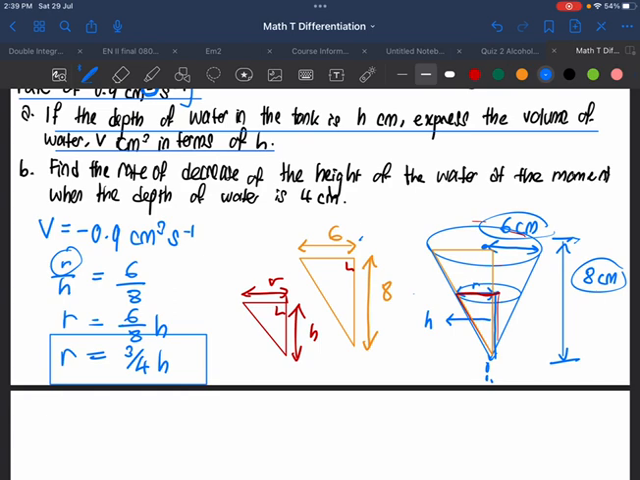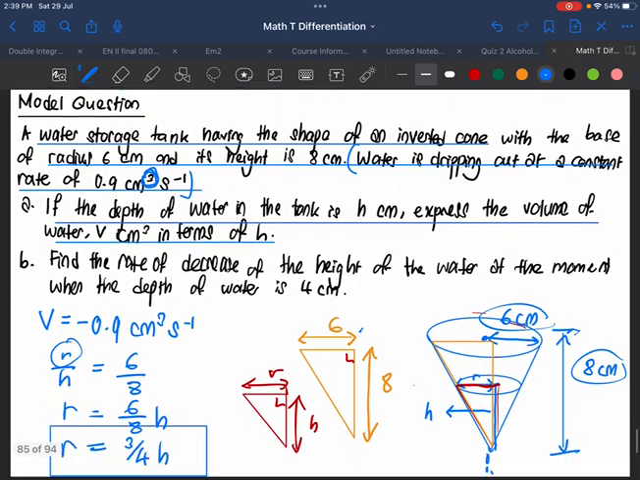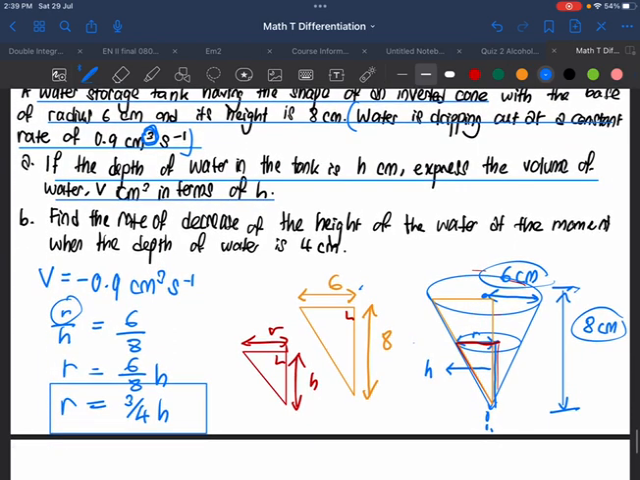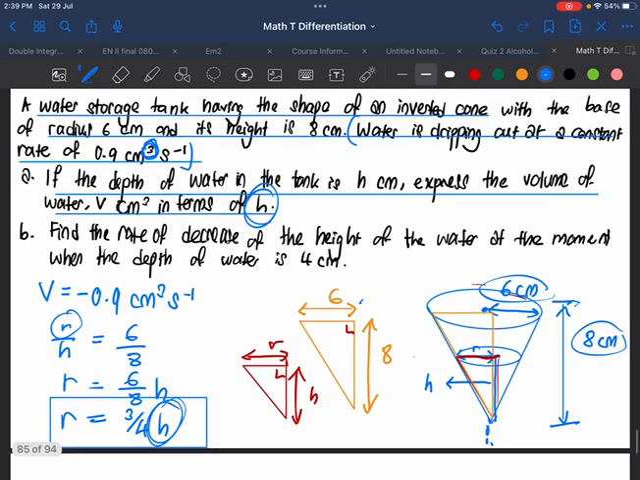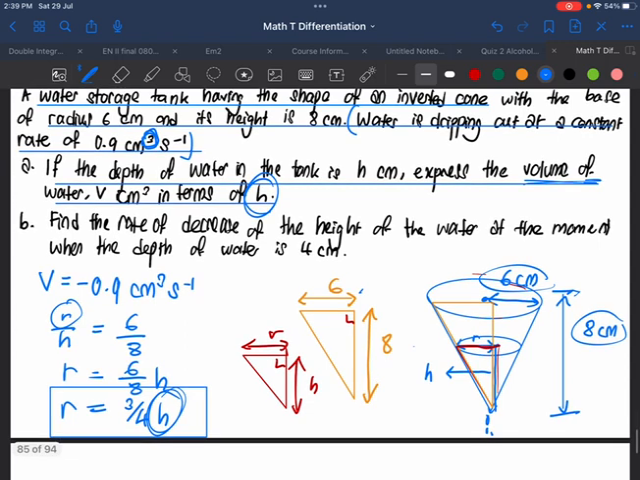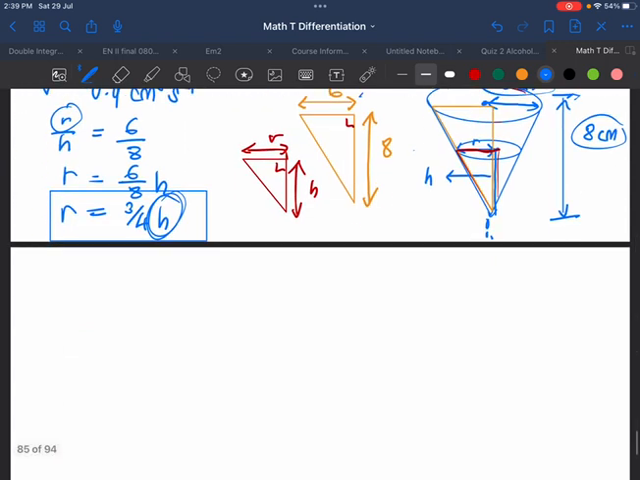You can also reverse it, so H is equal to 4 over 3 R. Now we want it in terms of H, so I found R in terms of H. Next we want to find the volume of the water. What is the volume of the water? You know this is a cone, so the volume of the cone is 1 over 3 pi r square h.